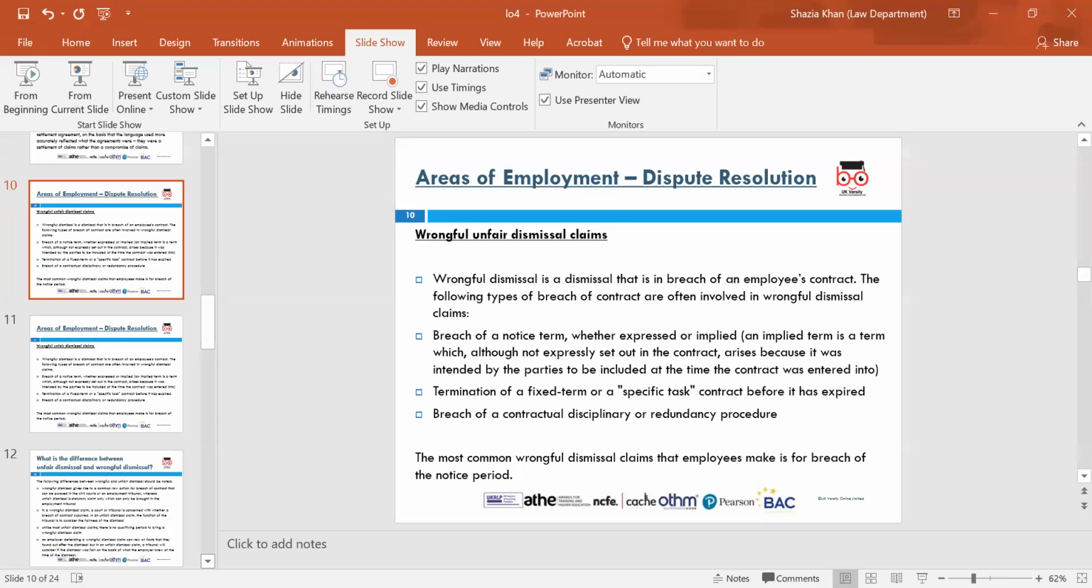Yeah. So wrongful dismissal claims is a dismissal that is in breach of your employer's contract. The following types of breach of contract are often involved in wrongful claims. Breach of a notice, whether expressed or implied. An implied term is a term which, although not expressly set out in a contract, arises because it's intended by the parties to be included at the time the contract was entered into. Termination of a fixed term or specific task contract before it has expired, and breach of a contractual disciplinary or redundancy procedure. The most common wrongful dismissal claims that employees make is for breach of the notice period.